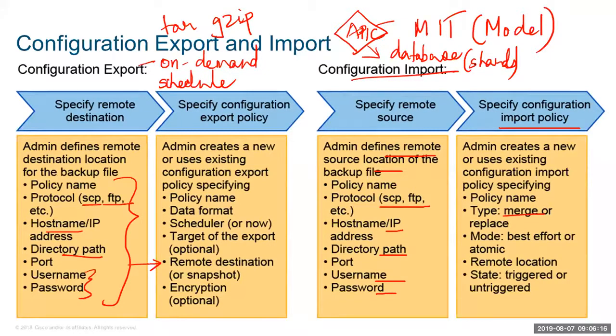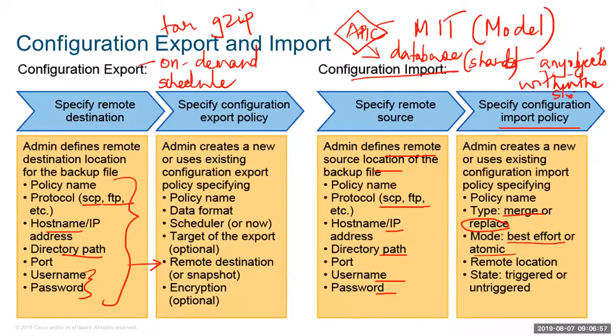Okay. Now, you can say replace. Just replace the entire configuration. Don't do a merge, replace. Now there is, of course, the mode, best effort or atomic. Best effort mode, it ignores what is called database shards that cannot be imported. It just ignores any, not the whole shard, but any objects within the shard that cannot be imported.